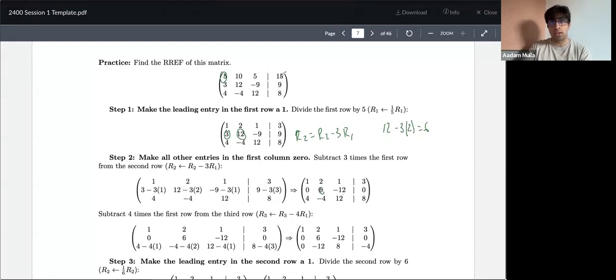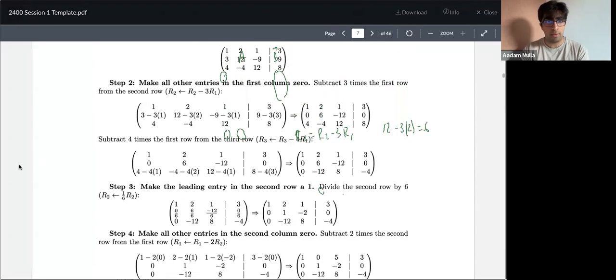And by the way, make sure you're doing these operations to the right side as well, because we're forming the augmented matrix. This is A and this is B, right? At the end of the day, this is going to tell us our solution. So make sure you're also doing it. You're treating the whole thing as one big matrix almost. Okay.